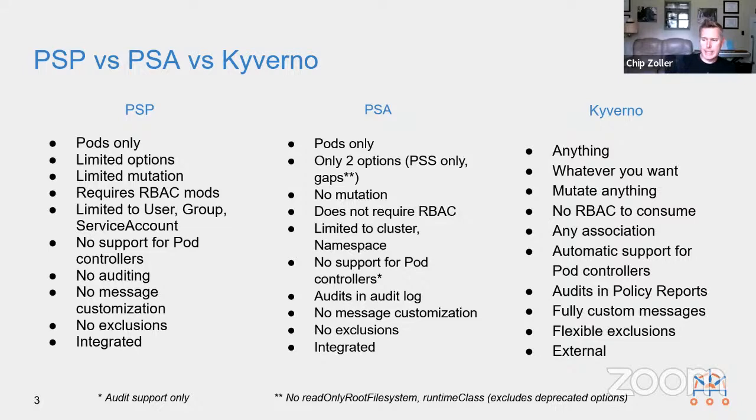And lastly here, this kind of goes without saying, but just calling out, PSP is integrated, pod security admission is integrated, they're inline features to the API server. Kyverno is going to be an external solution. So there are trade-offs when it comes to these types of things. Having an external solution means that you can do all sorts of things in that solution, but anyhow, that's a decent breakdown of the comparison options between PSP, pod security admission, and also Kyverno.